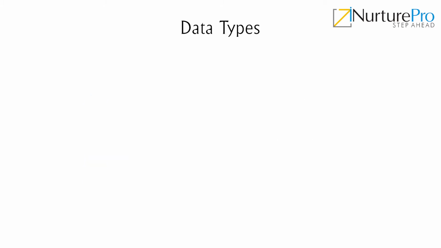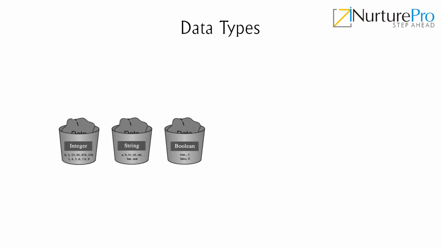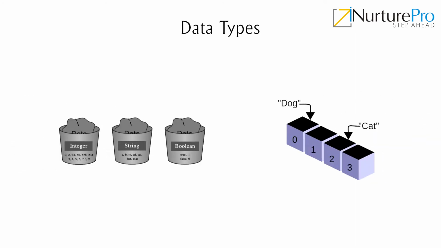Data types. JavaScript variables can hold numerous data types. There are two kinds of data types, primitive and non-primitive data type. String, numbers, booleans, undefined, and null are under primitive data type. Array and object are under non-primitive data type.